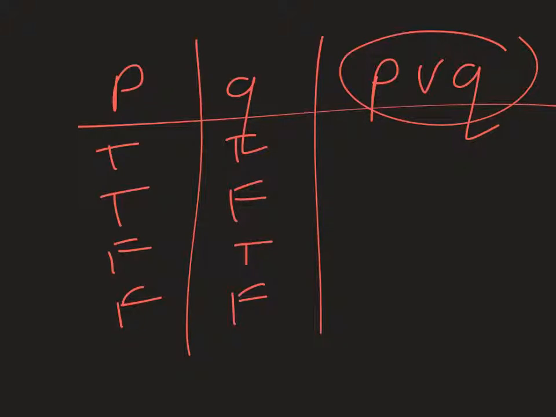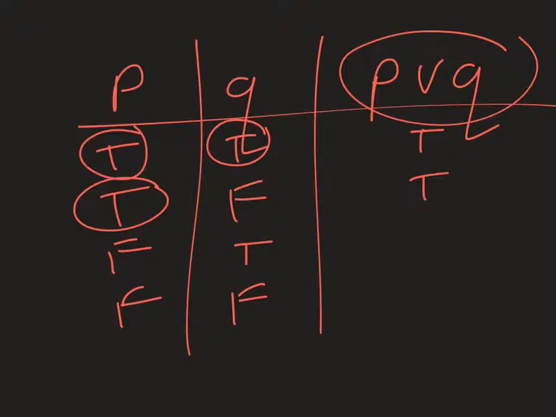That's all it's saying. So if we look at the first instance then, P is true and Q is true. So is either one or both of those statements true? Yes. So therefore the inclusive disjunction P or Q is true. If we look at the second row then, P is true, Q is false. So is one or both of those statements true? Yes. So P or Q is true.